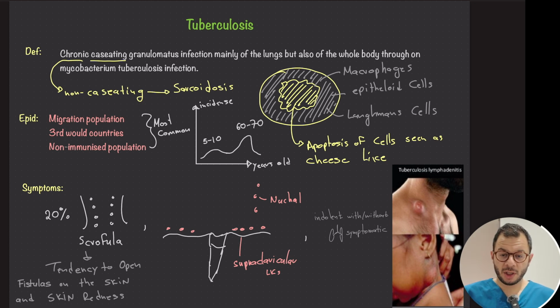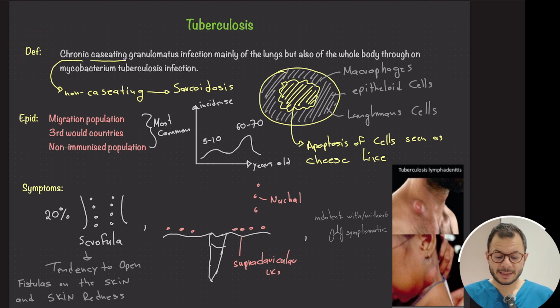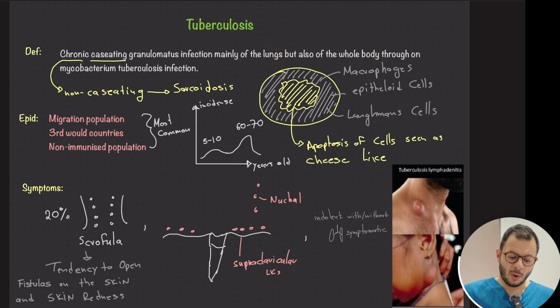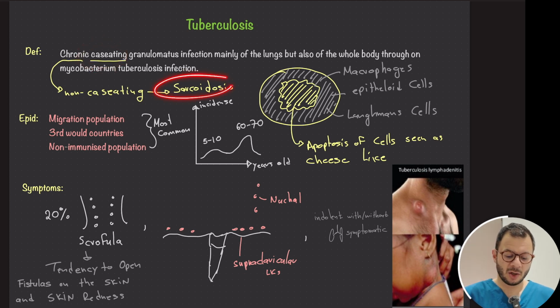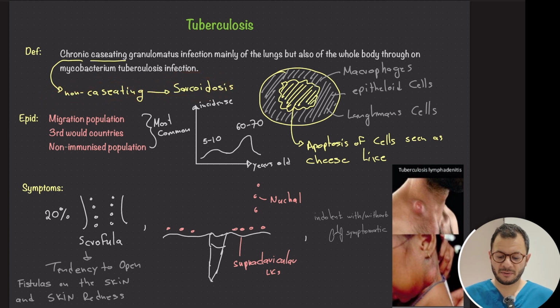Now, we're talking today about tuberculosis in ENT patients. What's the definition of tuberculosis? It's a chronic caseating granulomatous infection, mainly of the lungs, but also the whole body. Now, this is through Mycobacterium tuberculosis or other mycobacteria. The important point in the definition will be the caseating granulomatous infection, because sarcoidosis has non-caseating granulomatous infections.